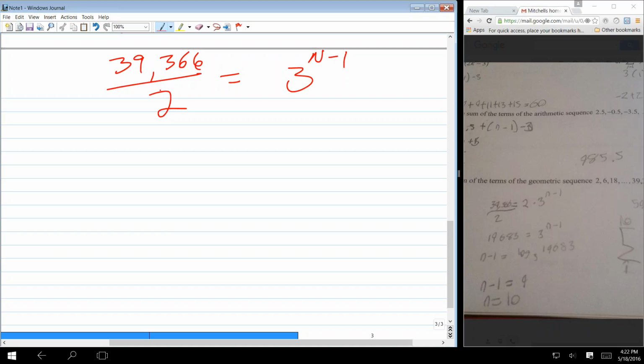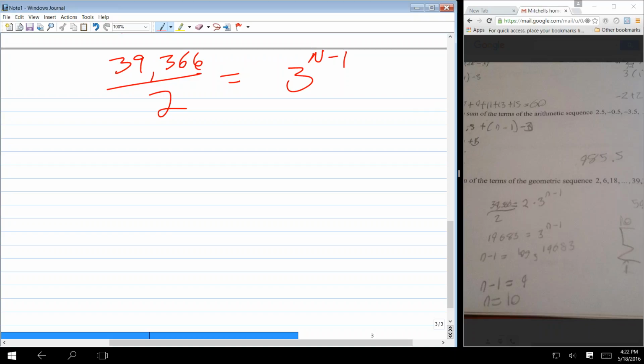So what kind of log am I going to take of both sides? Would you take the log of 39,366? No, I mean, are you going to take natural log, common log, log base 3, what? Log base 3. I don't think so. I know that's what they've kind of taught you to do, but that's going to give us a problem later in the problem in that we're going to have to use the change of base formula, and we're going to have to know what it is.